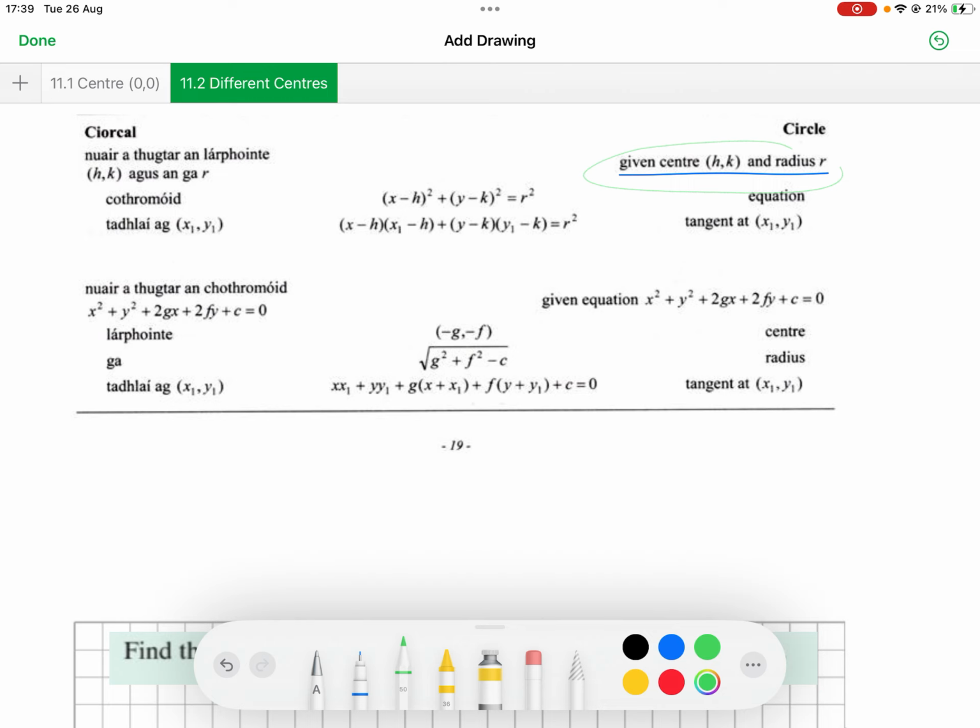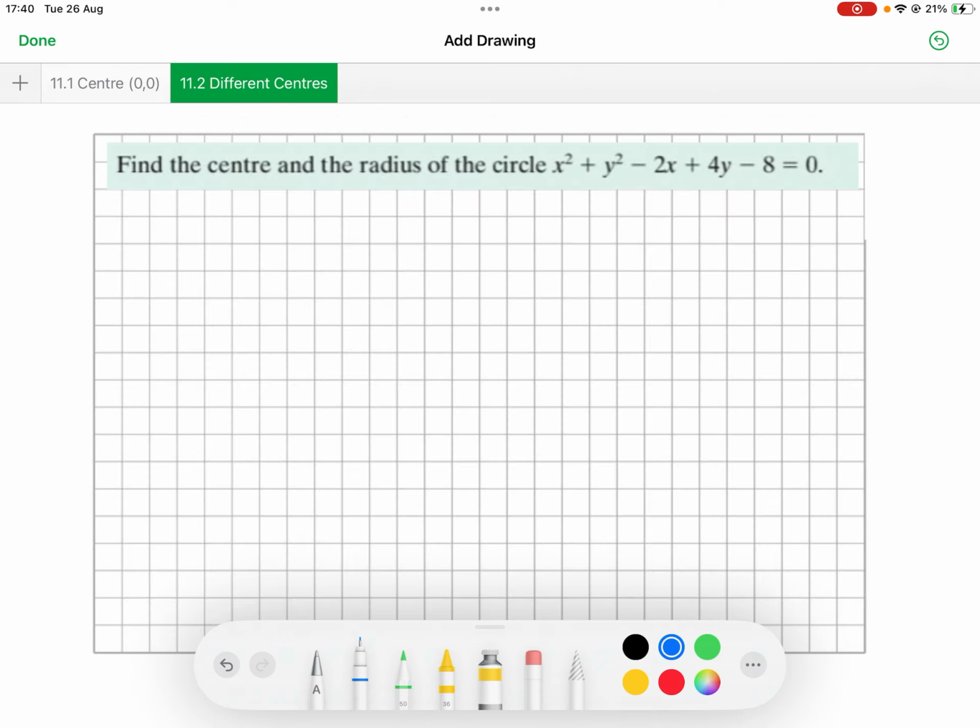So if we scroll down, it says find the centre and radius of the circle, and it gives you the equation. So what I'm going to do, and this is in your log tables, I'm going to go to the log tables and write the formula. So the formula is x squared plus y squared, page 19, plus 2gx plus 2fy plus c equals 0. So I want to work out g and f because my centre is minus g, minus f.